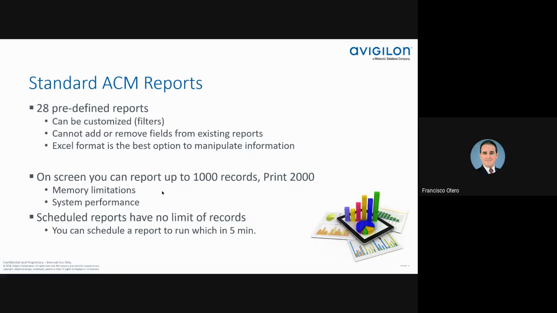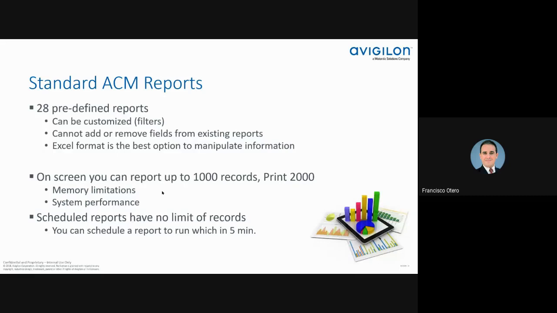When you're running that on screen, you can display 1,000 records and you can print 2,000 records. And we do limit that to make sure that we don't overtask the memory and the system performance. If someone accidentally runs a report that is very large, or a lot of operators are running large reports, it would overtask the system for no good reason.